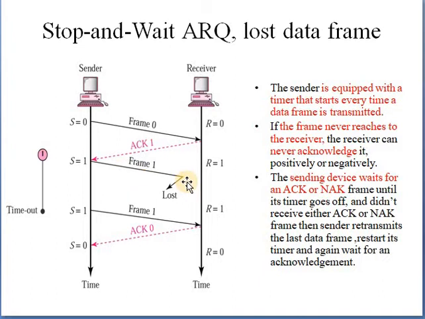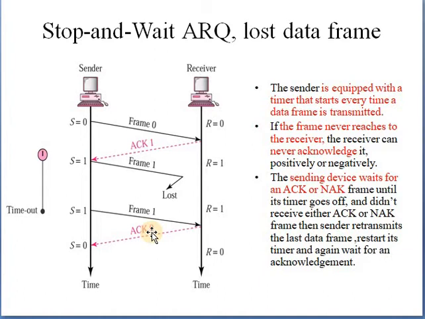positively or negatively. At that time, the sending device waits for an acknowledgement or not acknowledgement frame until its timer goes off and it didn't receive either ACK or NAK frame, then the sender retransmits the last data frame or restarts its timer and again waits for an acknowledgement. This is called a lost data frame.